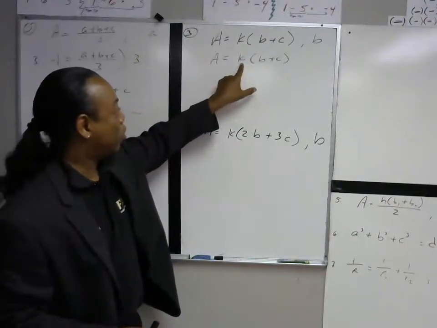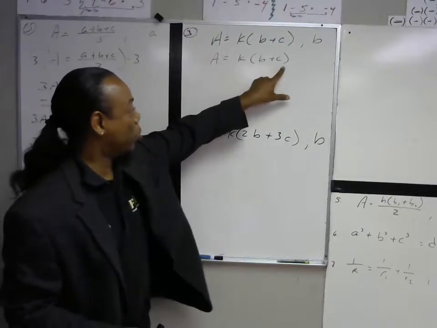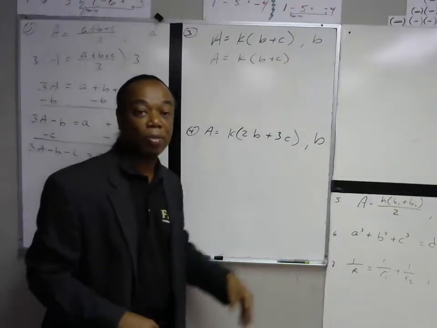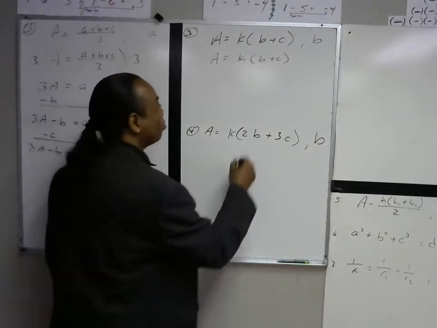So what we want to get rid of first is the multiplying k. Then once the multiplying k is gone, the parentheses will be gone, and then we can get to the adding c. So how to get rid of the multiplying k? Use a dividing k.